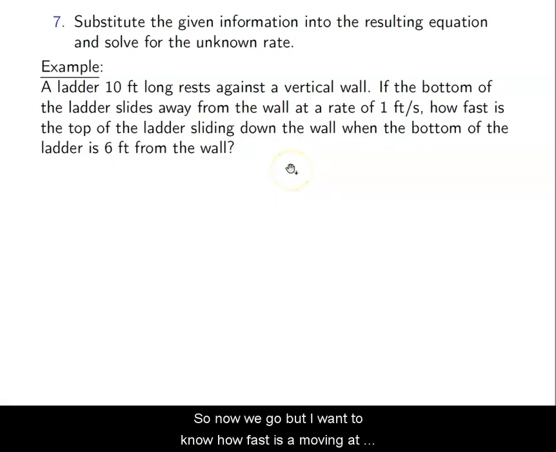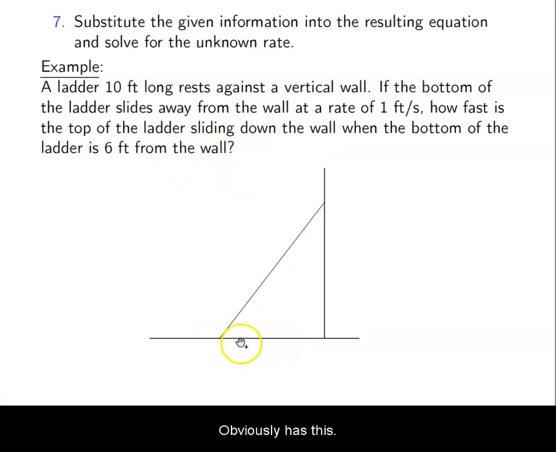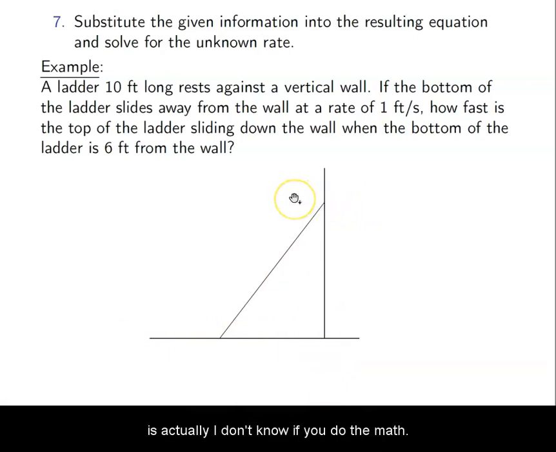Assuming that, so not only do I want to know how fast it's going, but I want to know how fast is it moving at a specific instance, and that is when it is 6 feet from the wall. So when the bottom of the ladder is 6 feet away, how fast is the top of the ladder moving? Okay, because obviously as this moves, this is actually going to increase in speed as it falls, right? So even if this is moving back at a constant rate, that doesn't mean that this is moving at a constant rate. Or possibly it is actually, I don't know. Let's see as we do the math, okay?